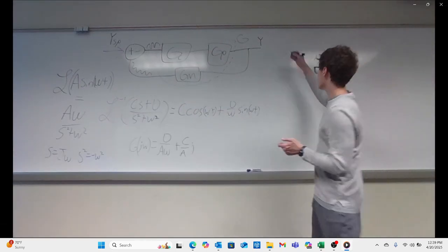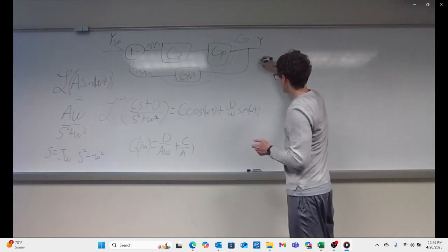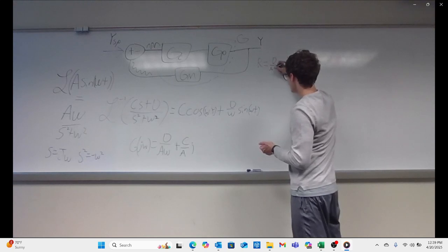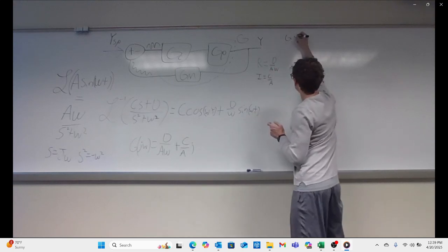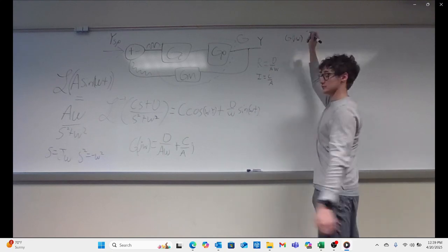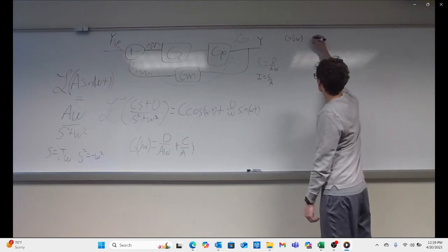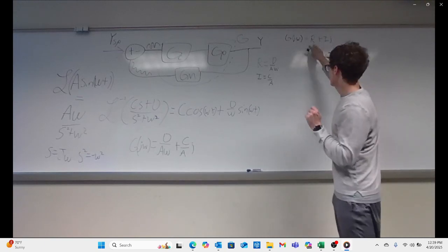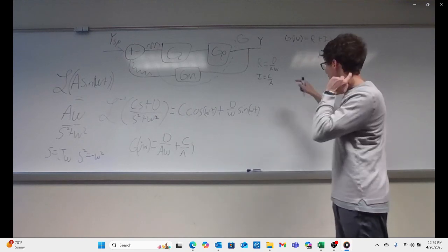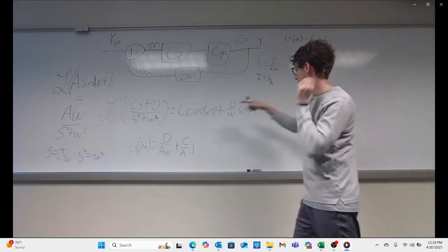So I erased that. I rewrote it over on the left-hand side, and we actually changed the order. It's d/(Aω) plus c/A times j. And the reason is because we're going to turn these into poles. Our R is our real, and our I is imaginary because there's a j, and the square root of -1 is an imaginary number. So we can rewrite it in terms of G equals R plus Ij.